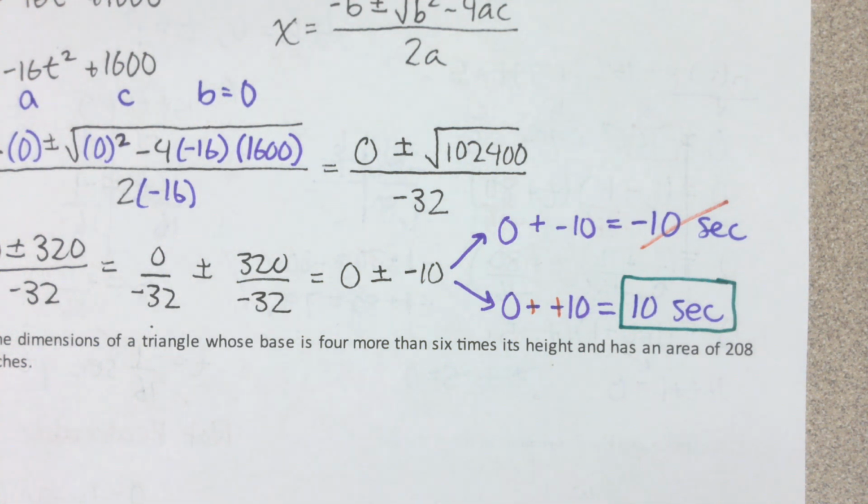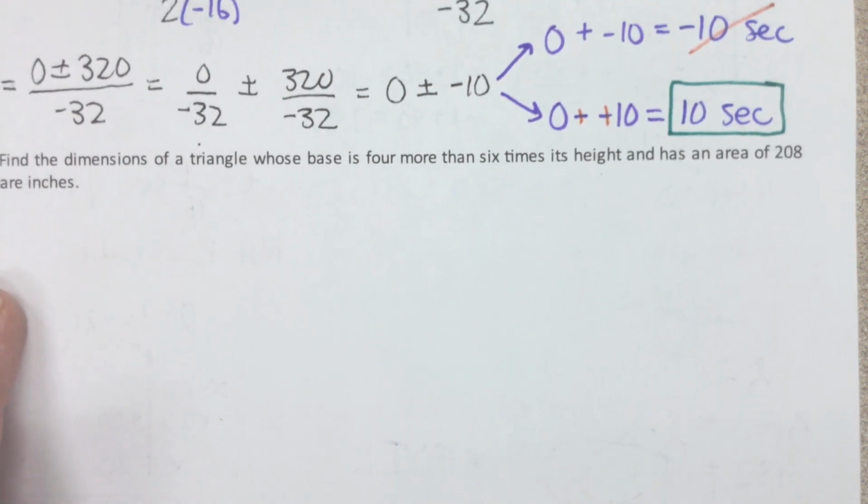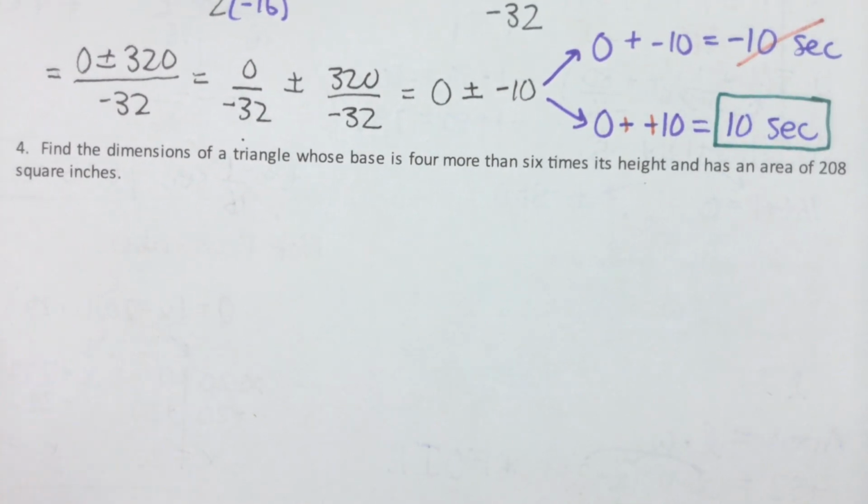Okay. Number 4. Find the dimensions of a triangle whose base is 4 more than 6 times its height and has an area of 208 square inches.